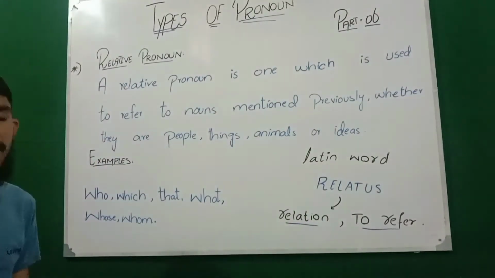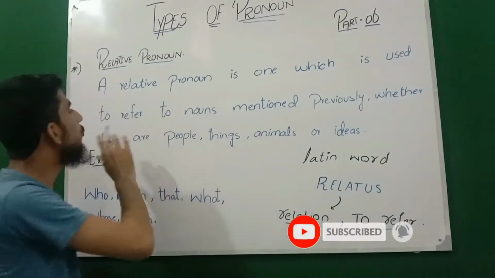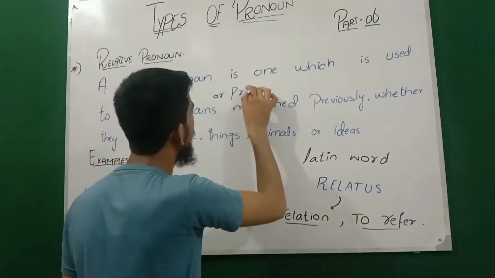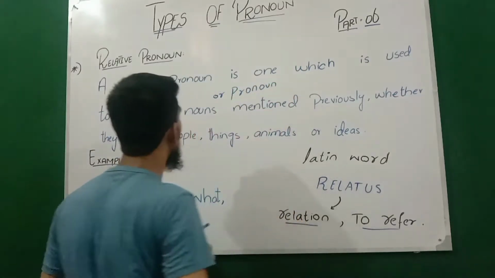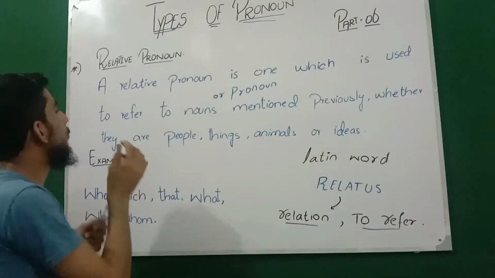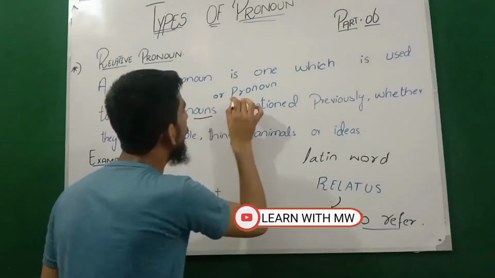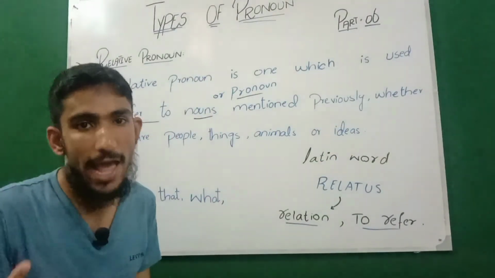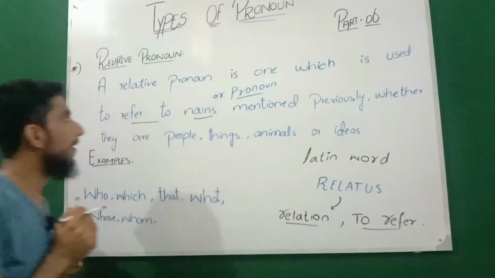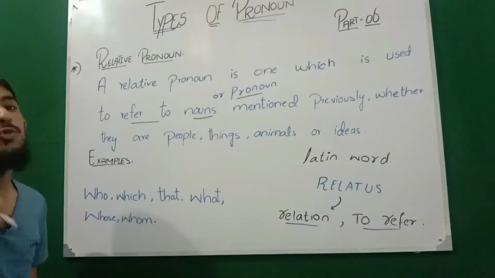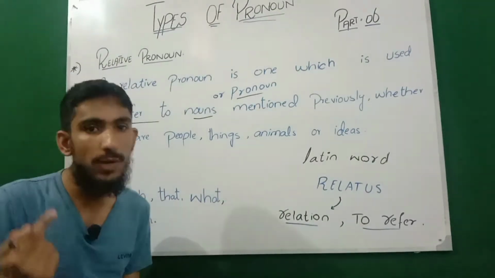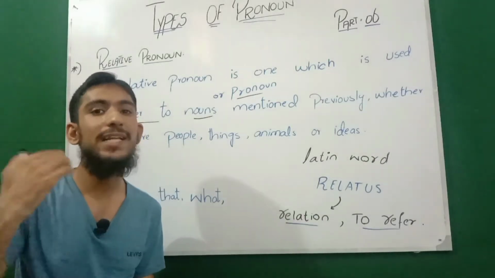The native writers have defined the relative pronoun in a very grammatical way. A relative pronoun is one which is used to refer to nouns or pronouns mentioned previously in the sentence, whether they are people, things, animals, or ideas.